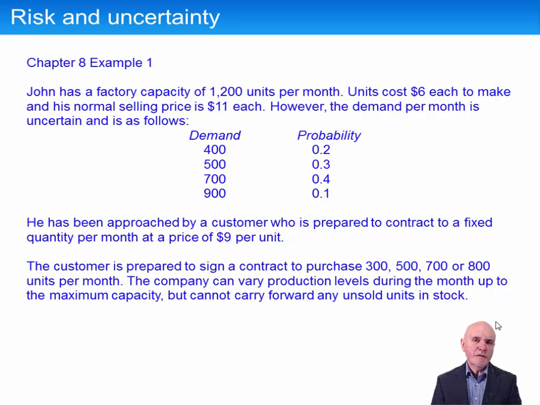Chapter 8 deals with risk and uncertainty, and this is important because when we're talking about performance management, you are wondering how we can improve future performance. And future performance depends on what's going to happen then. And of course we don't know for certain.